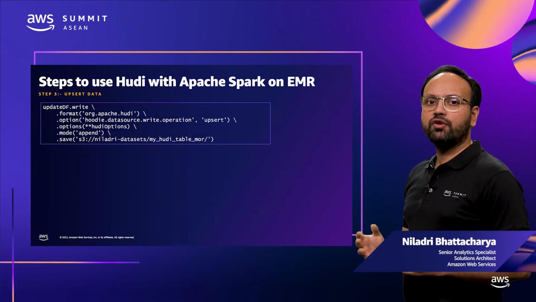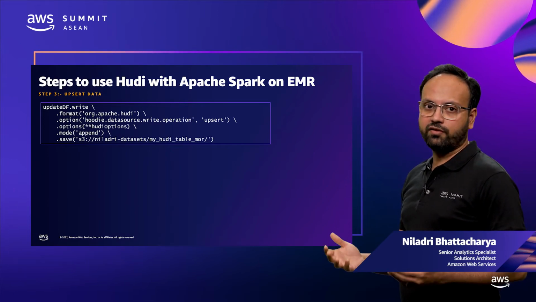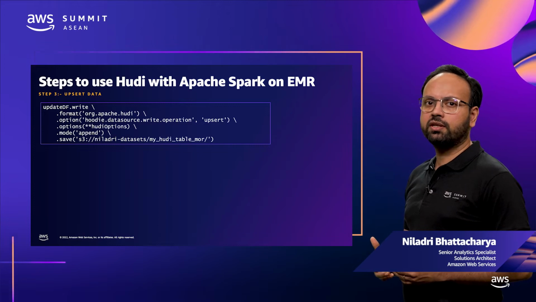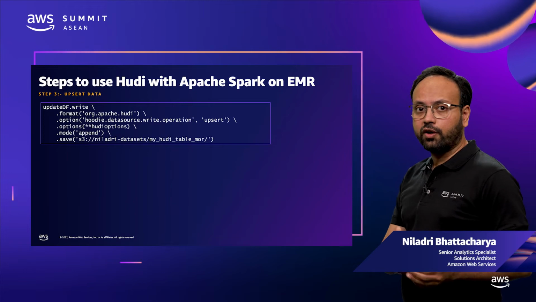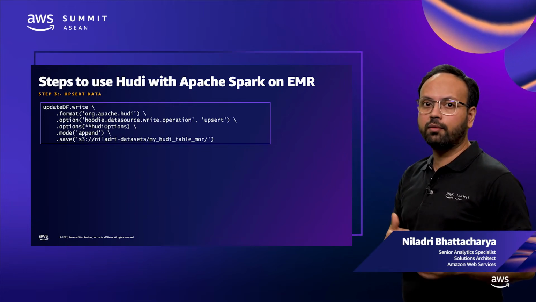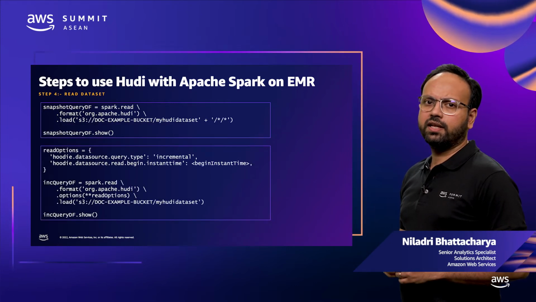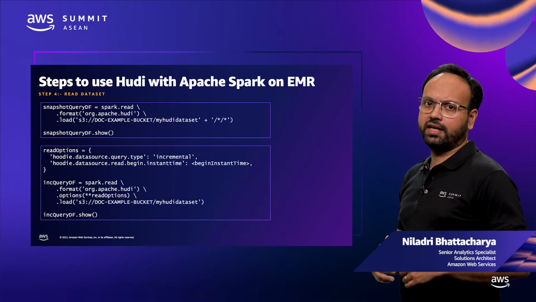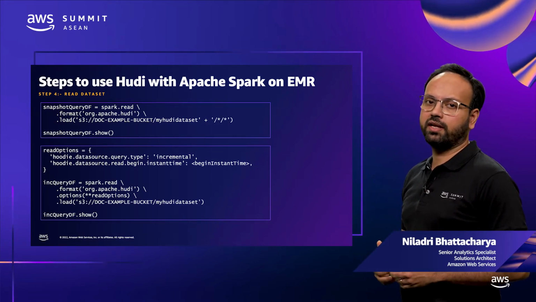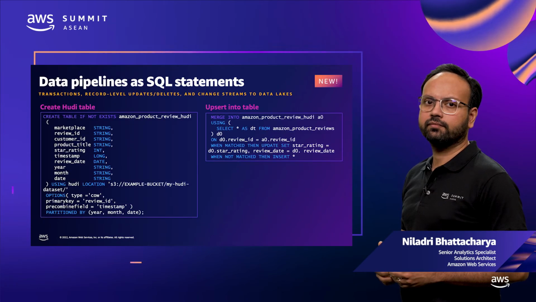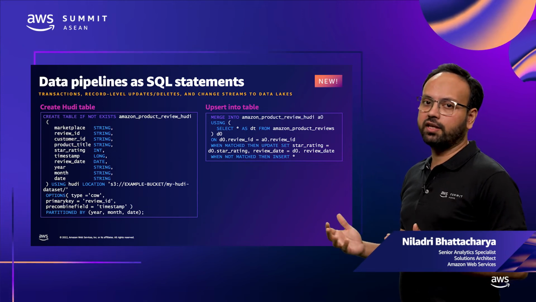Step 3. Now you can perform row-level insert, update, and deletes. You can have your update data frame and mention the write operation to be upserts. It uses the record key, partition path, and pre-combine field to efficiently update the records. Finally, step 4. You can read your dataset using standard Spark options. This could be snapshot query or incremental query. Or you can use standard SQLs to query your data.